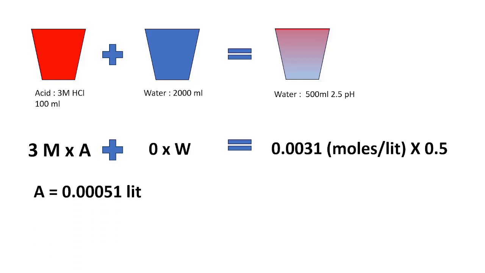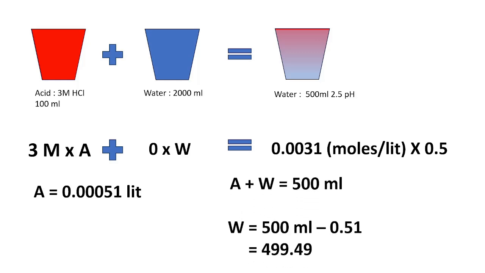Now after you solve this, you will get 0.00051 liter, that is nothing but 0.51 ml of acid. So I will have to take 0.51 ml of acid solution from this 100 ml, and by simple logic you can appreciate that if A plus W is 500 ml, then the water which needs to be taken is 499.49 ml.